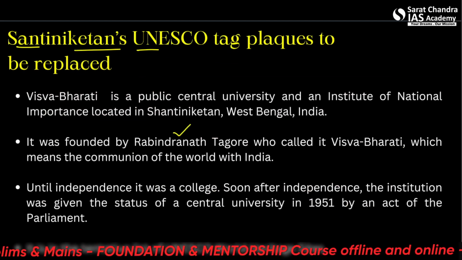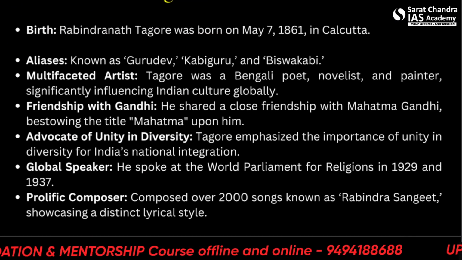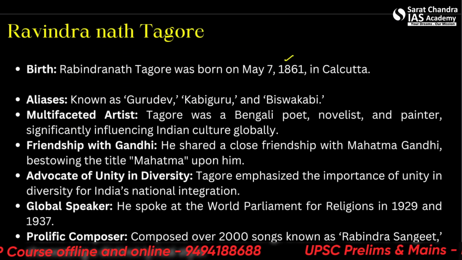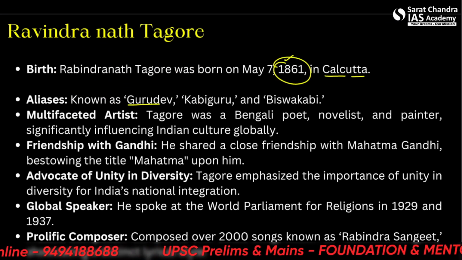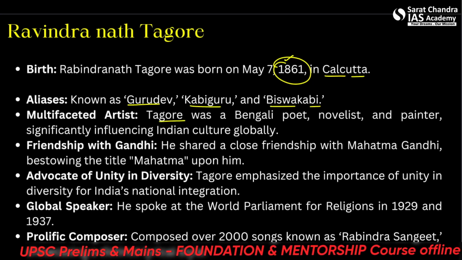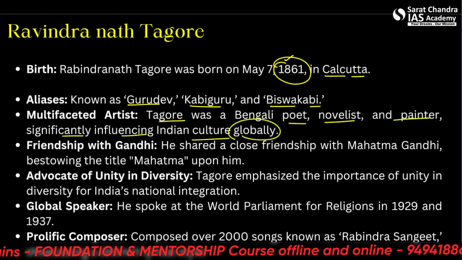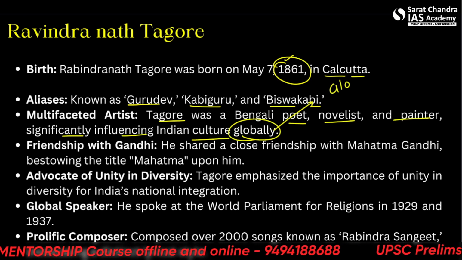Who he was, what is his legacy. That's important for us. So Rabindranath Tagore was born on May 17th, 1861 in Calcutta. He was also known as Gurudev, Kabi Guru and Bishwa Kabi. So Tagore was a Bengali poet, novelist and painter, significantly influencing Indian culture globally. So he was the one to project Indian culture on a global level.